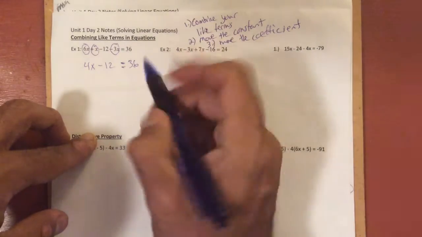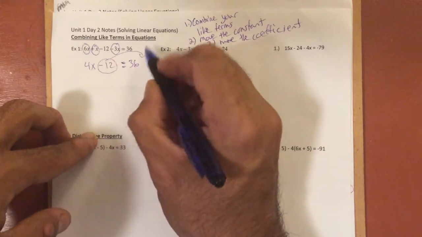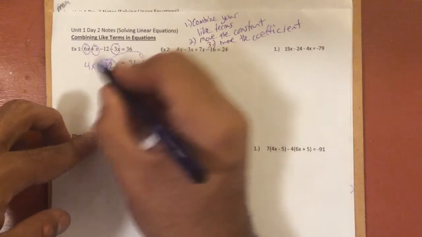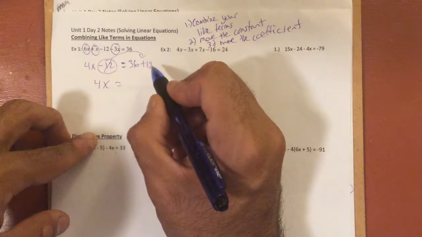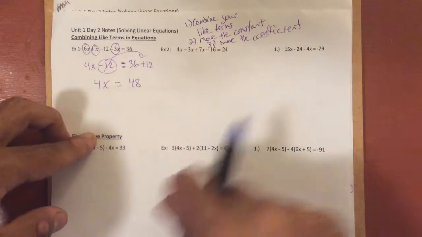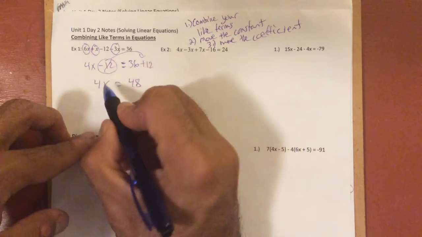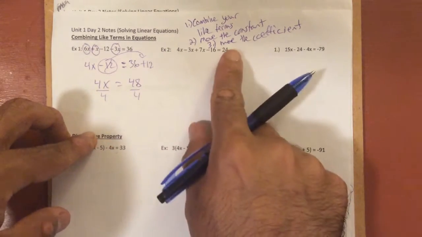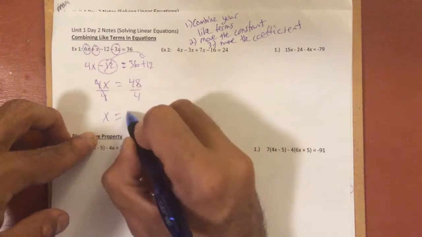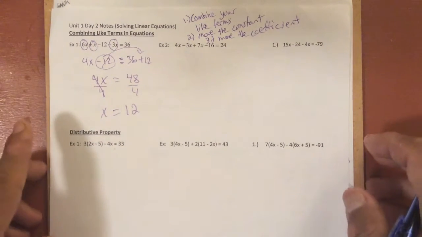Now, step 2, move the constant. That is the number without the letter. So the opposite of a minus 12 is a plus 12. So 4x equals 36 plus 12, which is 48. Now, the opposite of multiplying by 4 is to divide by 4, and that should take care of our third step, which is move the coefficient. So x equals 12, because 48 divided by 4 is 12.